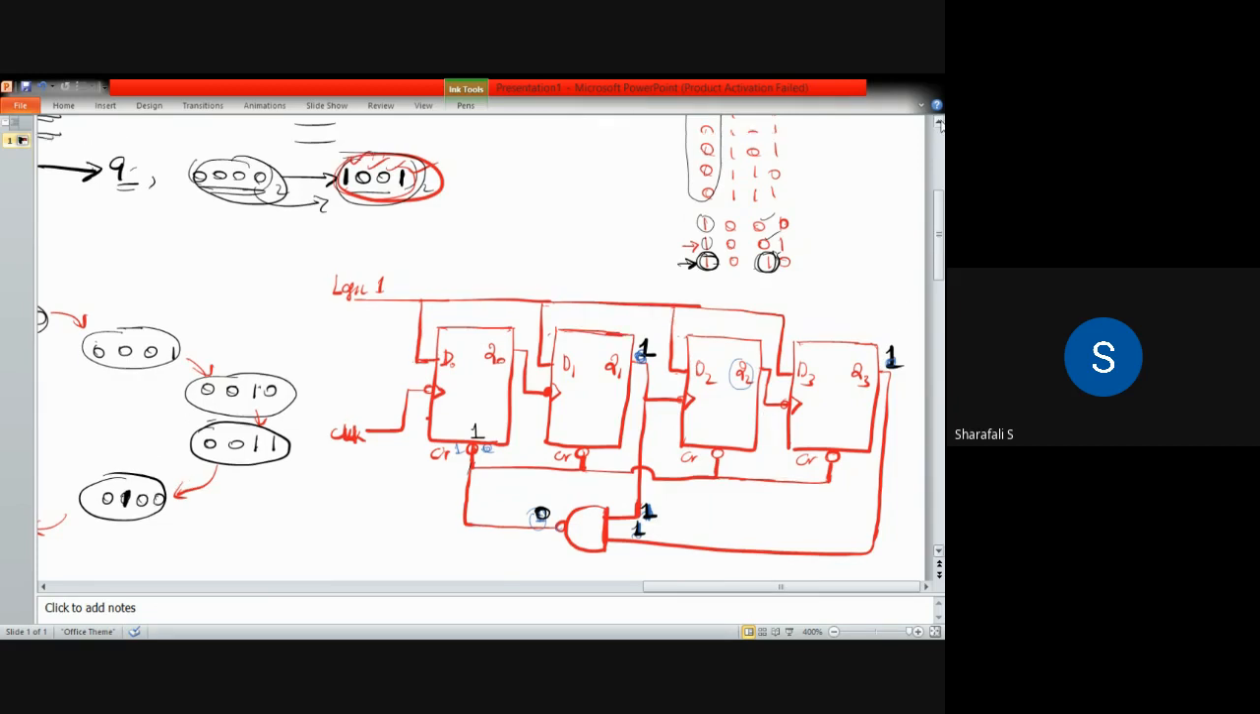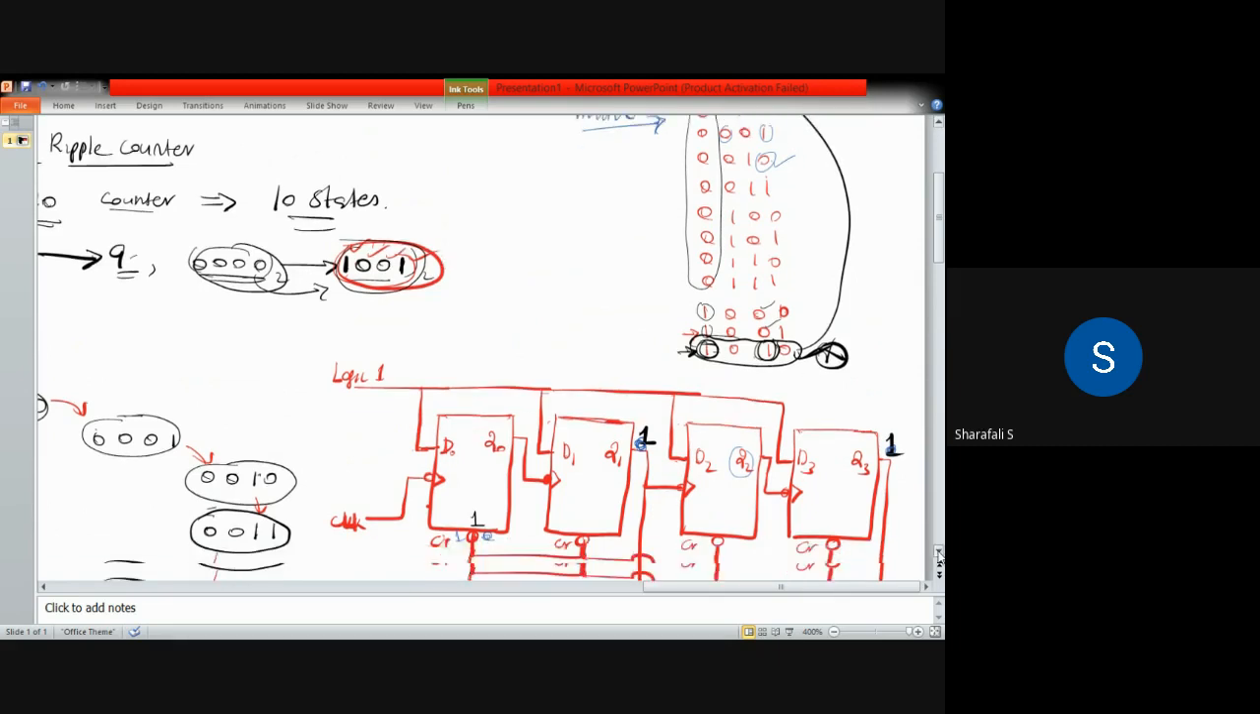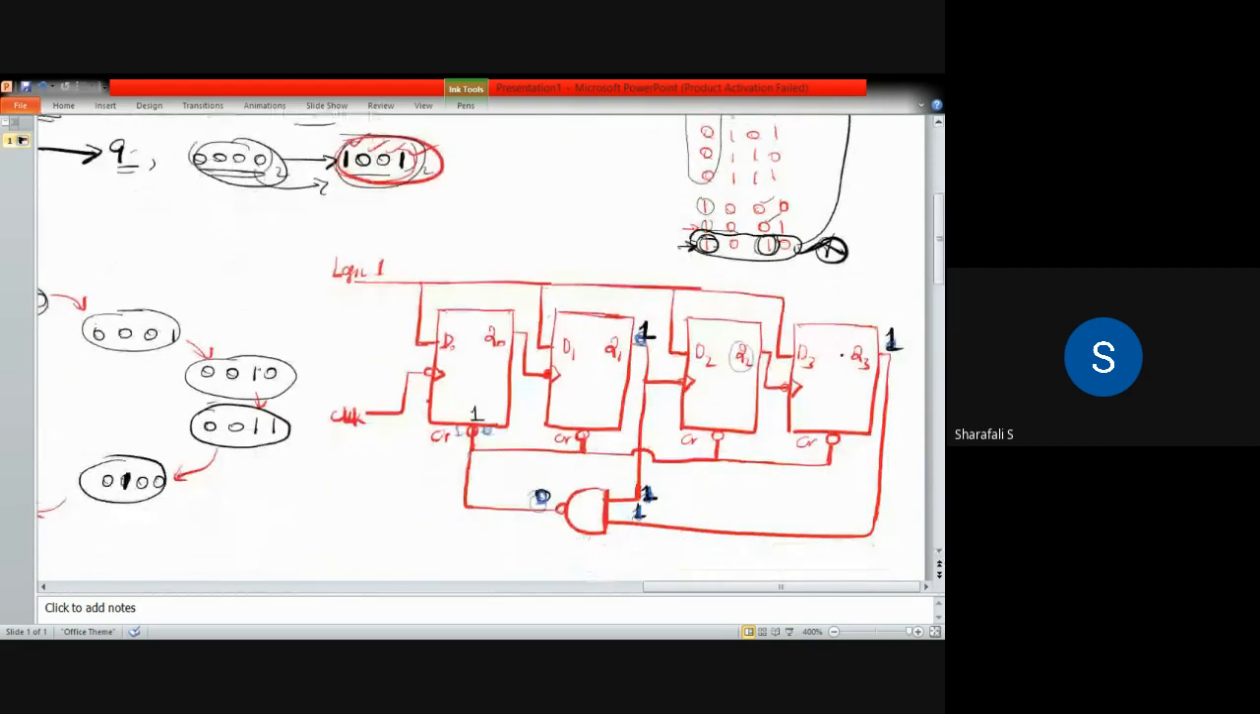So once it reaches this state, it is going to this particular state. So this state will not be there, we cannot observe this state. Once Q0, Q1, Q2, Q3 values reach this particular position, these values will immediately go to the initial state 0, 0. So this state will not be there. So we can have this decade ripple counter in this way by adding this NAND gate.